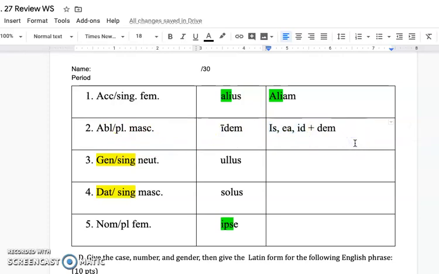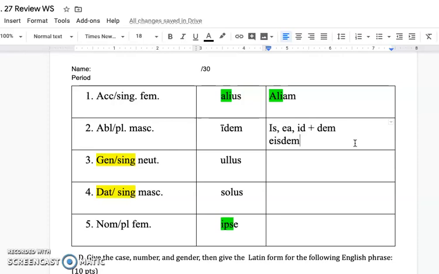I would do that by either, if I remembered what it was, I would just write it down, or if I didn't, I would go and run through my plural forms of is, ea, id. So we would say ei, eae, ea, eorum, earum, eorum, eis, eis, eis, eos, eas, ea, eis, eis, eis. So ablative plural masculine is going to be eis. After I get that form, all I have to do is add the ending dem, and we have the form eisdem.